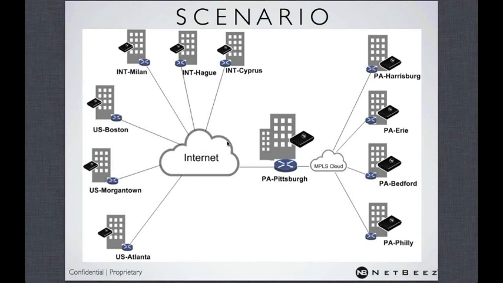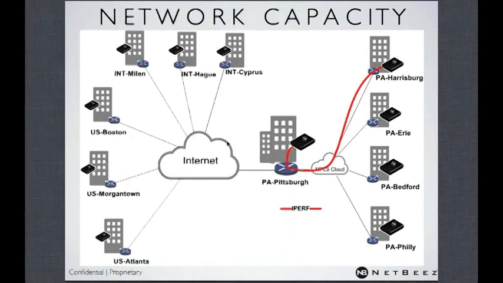So the network engineer of this enterprise wants to perform a bandwidth capacity assessment from the hub in Pittsburgh, PA, to one of the spokes across the MPLS cloud to Harrisburg, right? And to do so, because he's paying a certain amount of money for his 10 megabit circuit, he wants to make sure that he's getting what he's paying for. So he's using NetBeez to generate a bandwidth transfer test between Harrisburg and Pittsburgh.